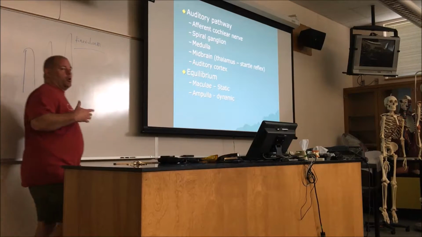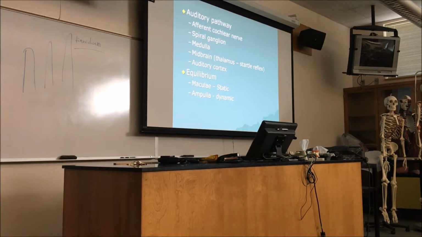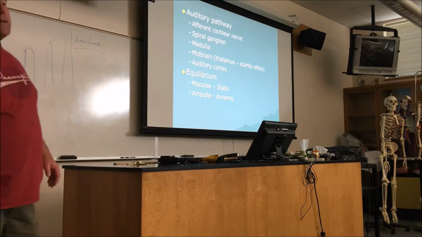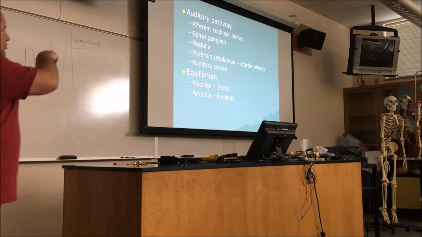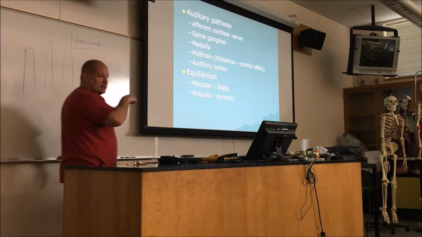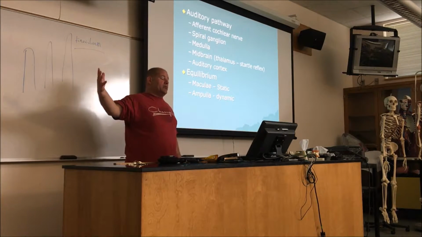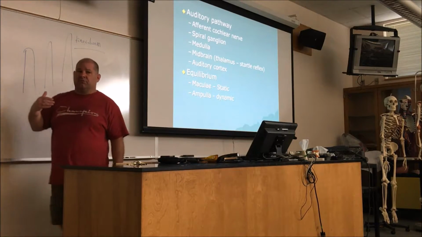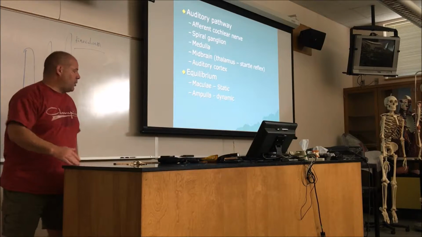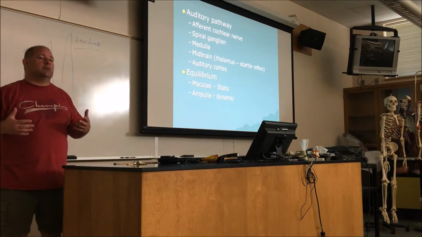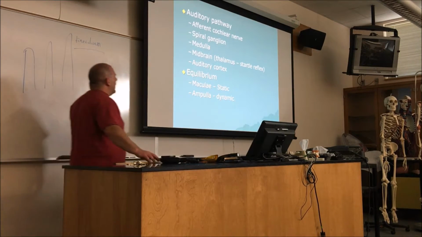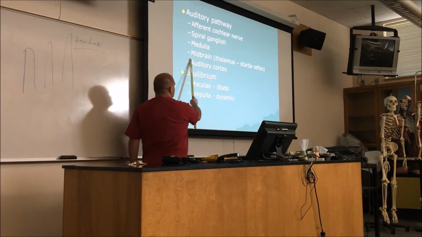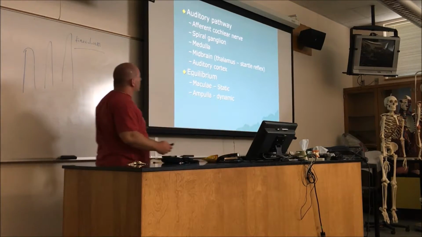So remember our corpora quadrigemina, we had the two top ones, which were the superior colliculi. It regulated sight with our head and neck movement. And then this one regulates our head and neck movement to sound. That was that startle reflex I did when I talked about it in the central nervous system, where if I make a big loud noise, we turn towards the noise. Okay? And then we move on to the auditory cortex from there.